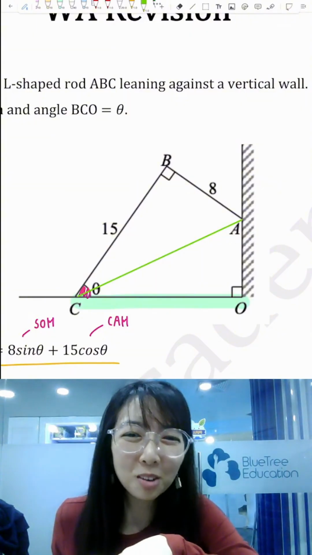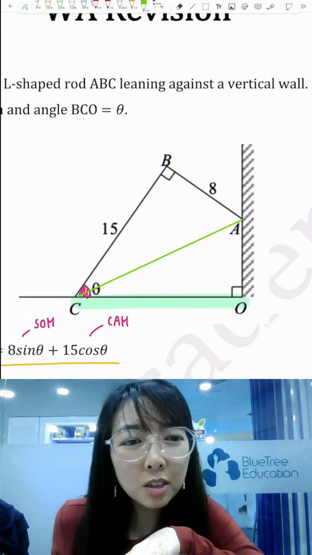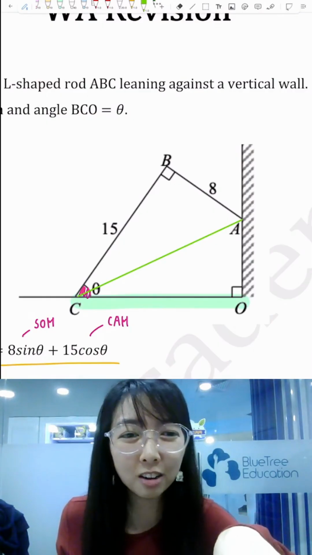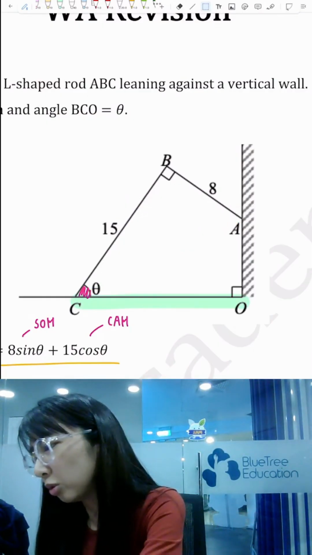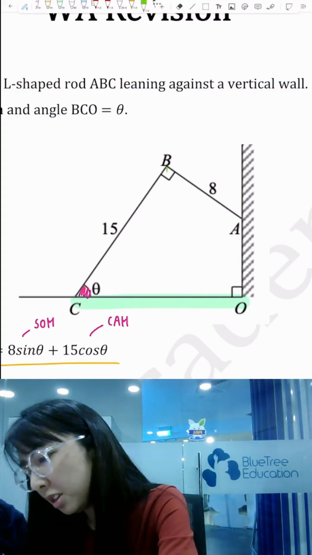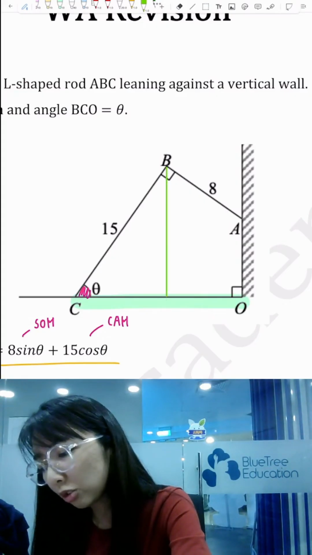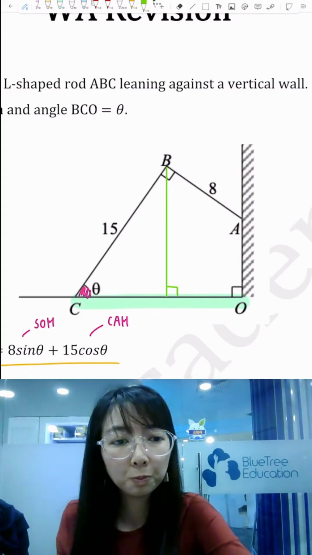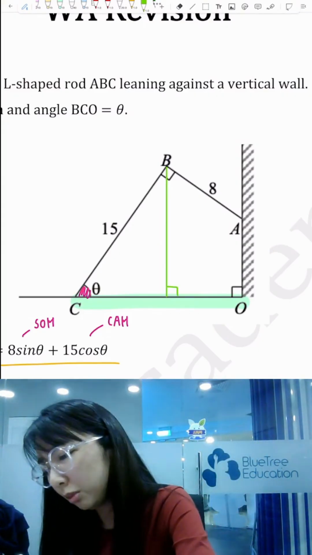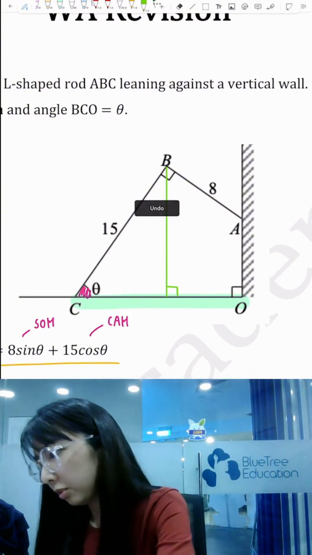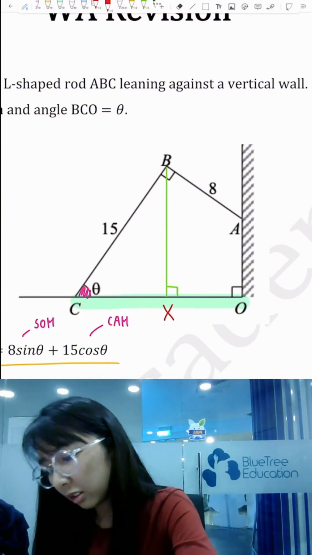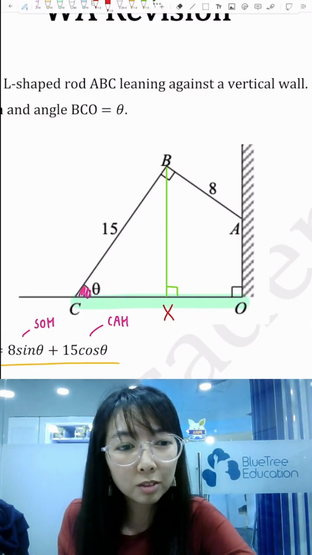Yes, so B to CO. CO is correct, you're right. So what we are supposed to do is to draw a line from B to CO. But you must make sure that it is 90 degrees. So now I draw this. I'm going to name this as X. Let's call this point X.